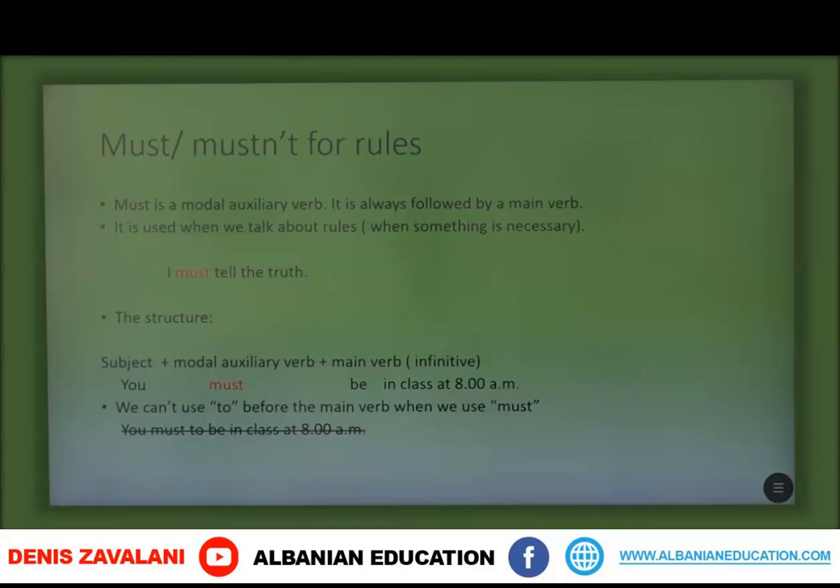Let's talk about must, mustn't for rules. We already know that must is a modal auxiliary verb and it's always followed by a main verb. It is used when we talk about rules, when something is necessary. For example, I must tell the truth. The structure of a sentence using must or mustn't is subject plus modal auxiliary verb plus main verb in infinitive.